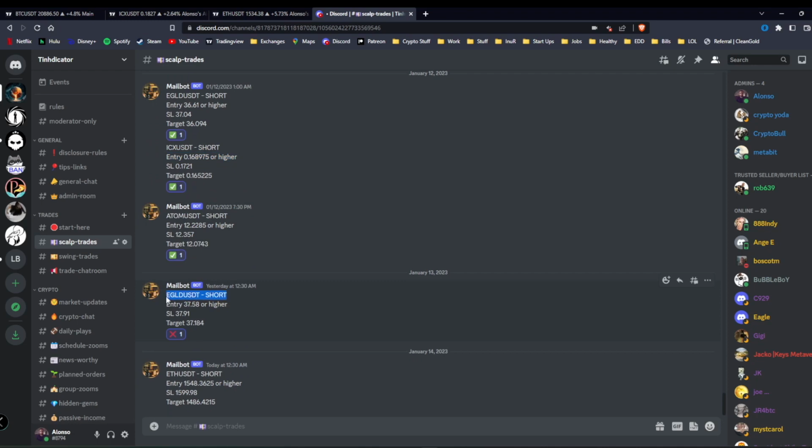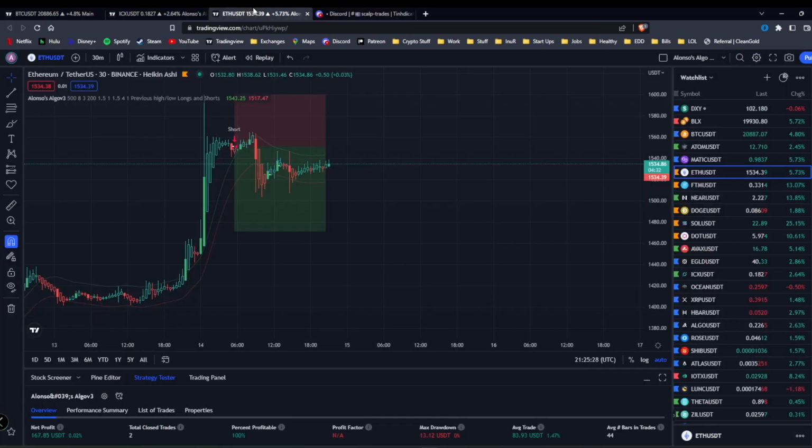Currently, we failed one after a while, and I'll touch upon that right now. So right now we actually have one, and it's ongoing, and it's just kind of going sideways. Now, again, if you would have got in here, when it reversed, it would have dropped. You can get out and make a nice little profit.